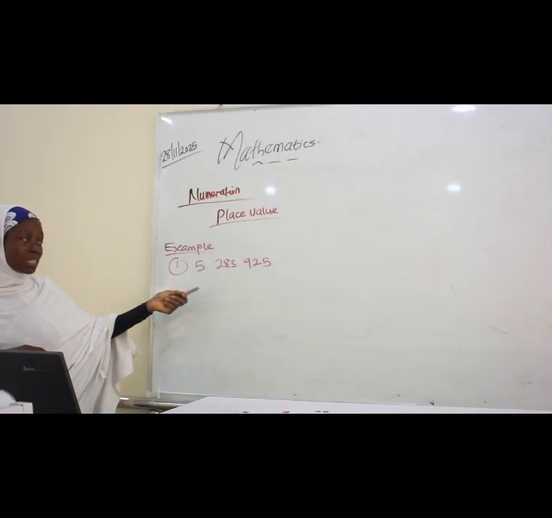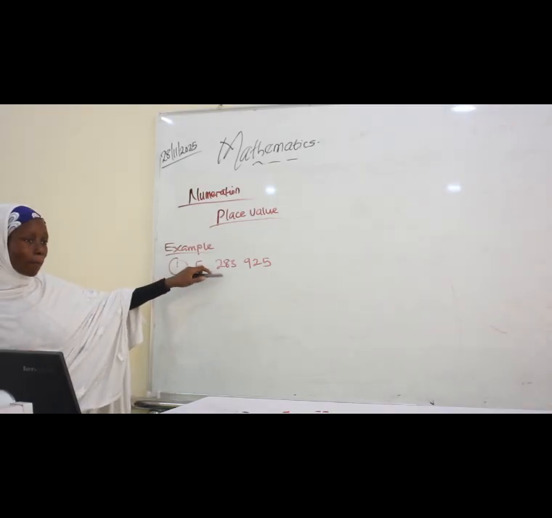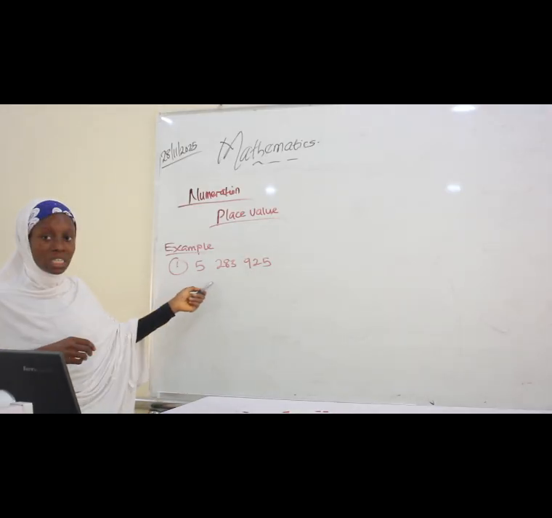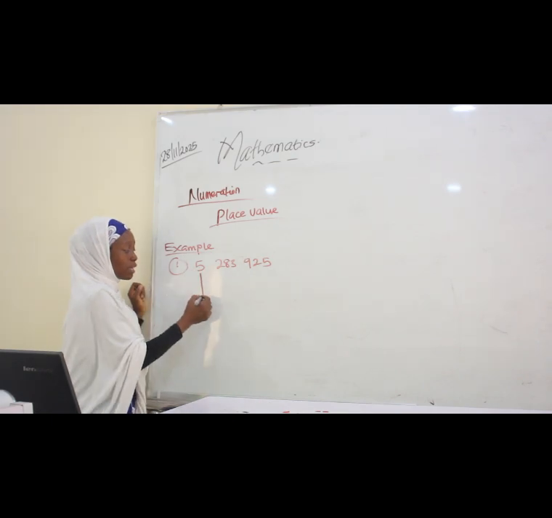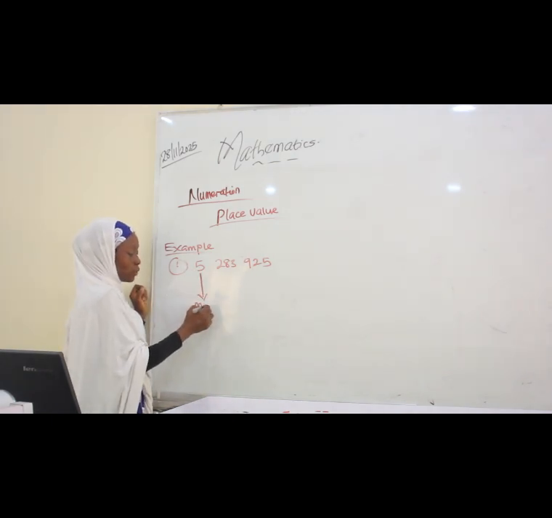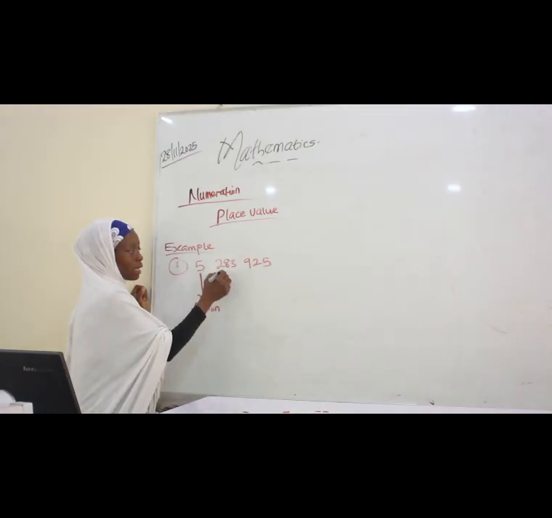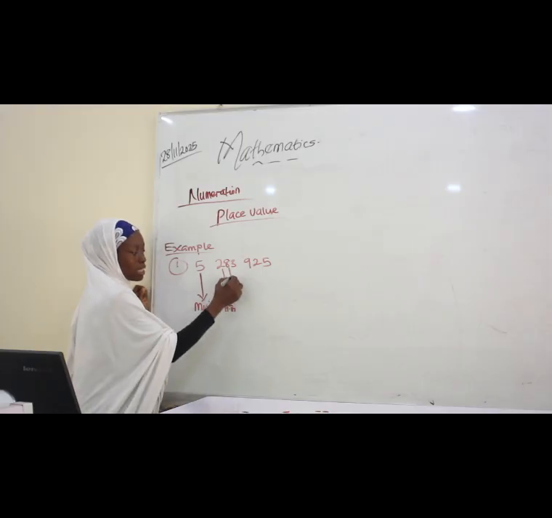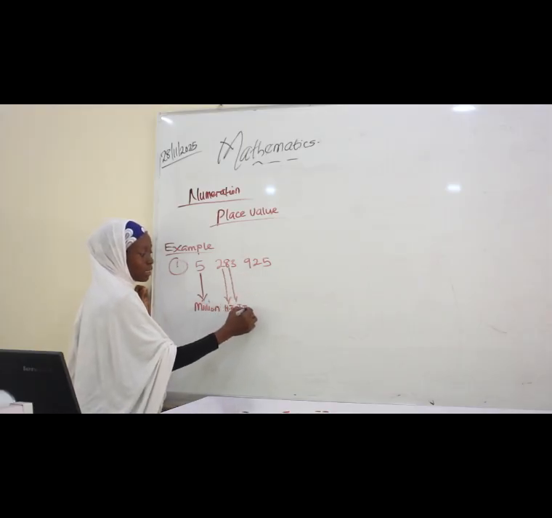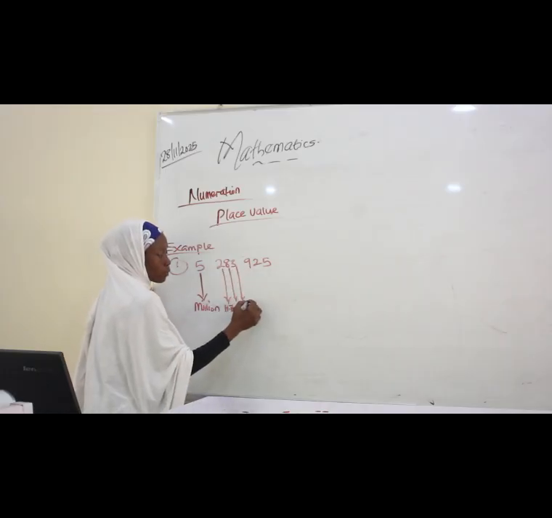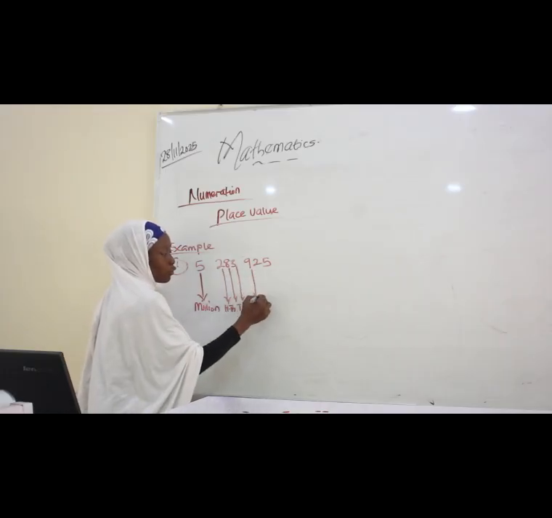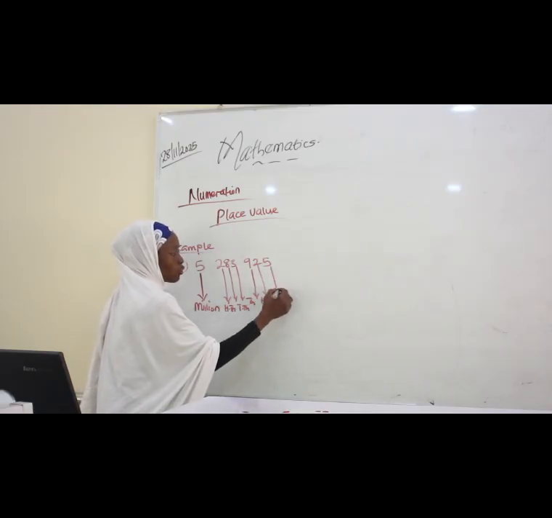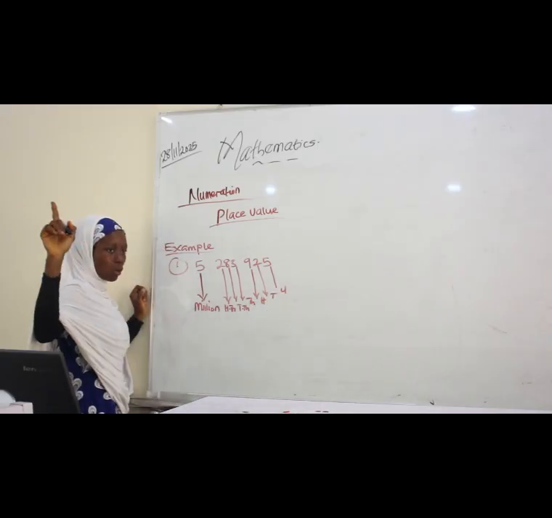For you to know the place value of each of these numbers, you have to write down the placeholder for each of these numbers. The placeholder for 5 is million. For 2 is 100,000. Place value for 8 is 10,000. Place value for 2 is 1,000. Place value for 9 is 100. Place value for 2 is tens, and then place value for 5 is units, 1.